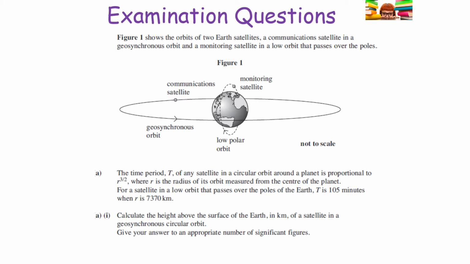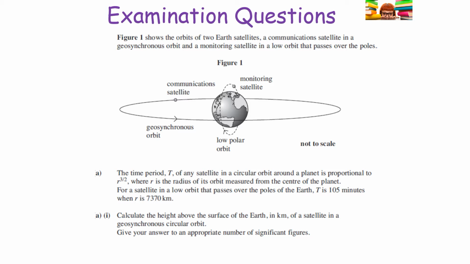Next question. Figure 1 shows the orbits of two Earth satellites, a communication satellite in a geosynchronous orbit and a monitoring satellite in a low orbit that passes over the poles. The time period T of any satellite in a circular orbit around a planet is proportional to r to the power of 3/2, where r is the radius of the orbit measured from the centre of the planet.